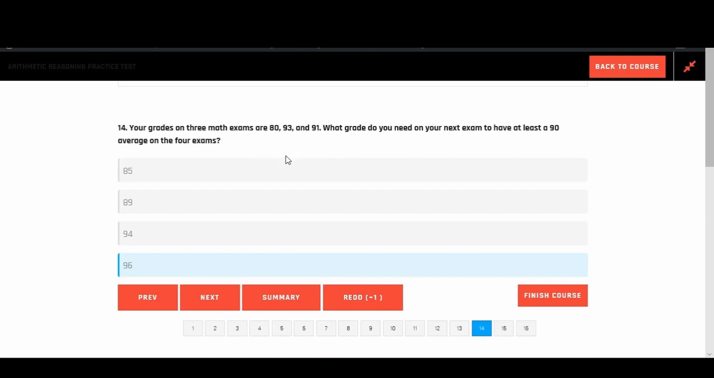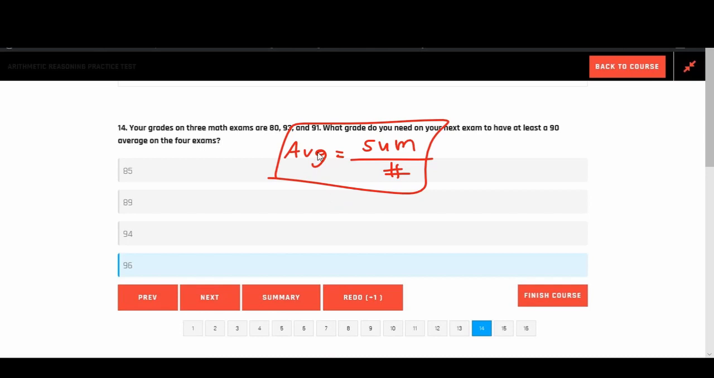exams? So to find the average of anything, you add up all the numbers, that is, you sum them, and you divide by how many numbers there are. So this is the shorthand way to remember how to find average. Average equals the sum of the numbers divided by how many numbers there are. In this case, we're asked to find what individual test grade will give us an average of 90. So we can plug this in accordingly.